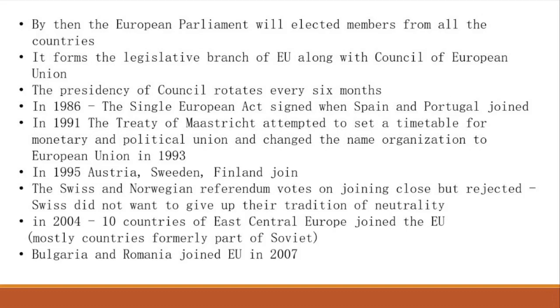The Single European Act, signed in 1986 when Spain and Portugal joined the European Union, set out the steps needed to implement a single market. In 1991, the Treaty of Maastricht attempted to set a timetable for monetary and political union and changed the organization's name to European Union in 1993. And during 1995, Austria, Sweden and Finland joined the European Union. The Swiss and Norwegian referendum votes on joining were held but rejected, because the Swiss did not want to give up their tradition of neutrality. In 2004, 10 more countries of East Central Europe joined the EU. The countries are mostly from the Soviet bloc. And Bulgaria and Romania also joined the European Union in 2007.